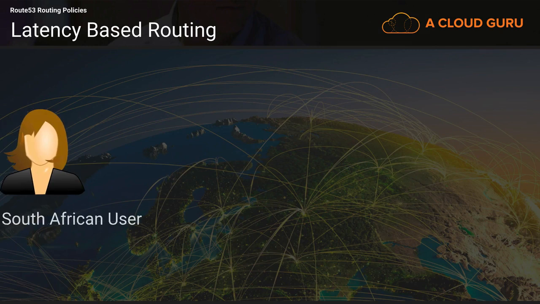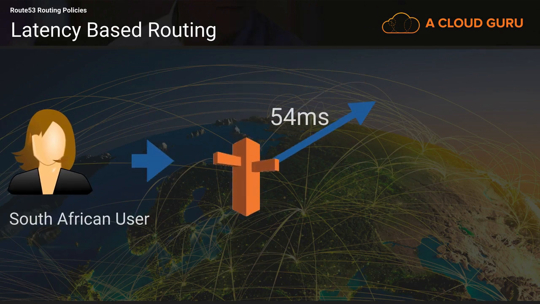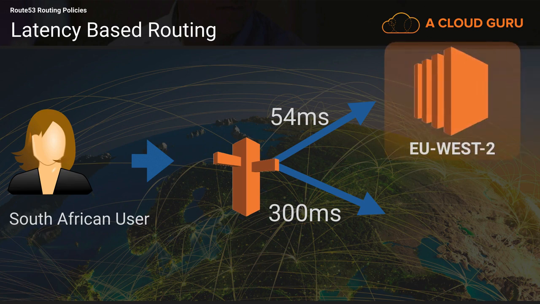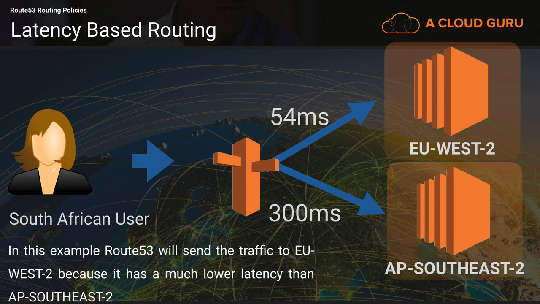So onto my exam tips. Just remember what latency-based routing is. You've got your South African user, they're connecting into a web address which is hosted by Route 53. So it could be hello-route53gurus.com. That gives us two potential connections, one over to EU West 2, which is 54 milliseconds, one over to AP Southeast 2, so into Sydney, which is 300 milliseconds. And of course, in this example, Route 53 is going to send the traffic to EU West 2 because that is a much lower latency than AP Southeast 2.